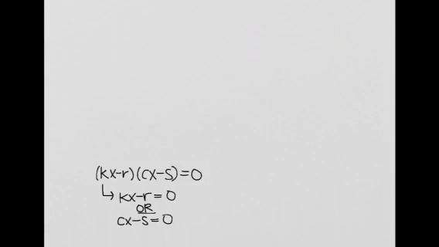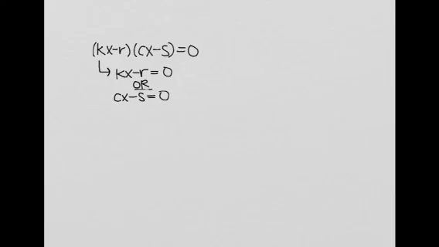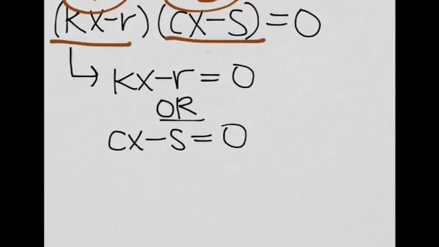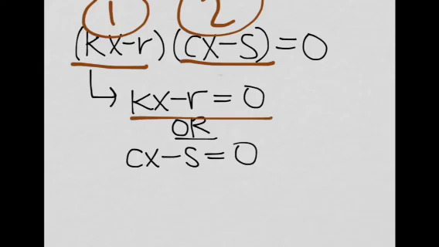Okay? Now, why does factoring help us? Well, we know that ax squared plus bx plus c is equal to 0, and if we're saying that this is another way to write ax squared plus bx plus c equals 0, then we know that kx minus r times cx minus s is equal to 0. Now realize we already know that anything times 0 is equal to 0. So that means one of these factors has to equal 0. So then we have that kx minus r is equal to 0, or cx minus s is equal to 0.